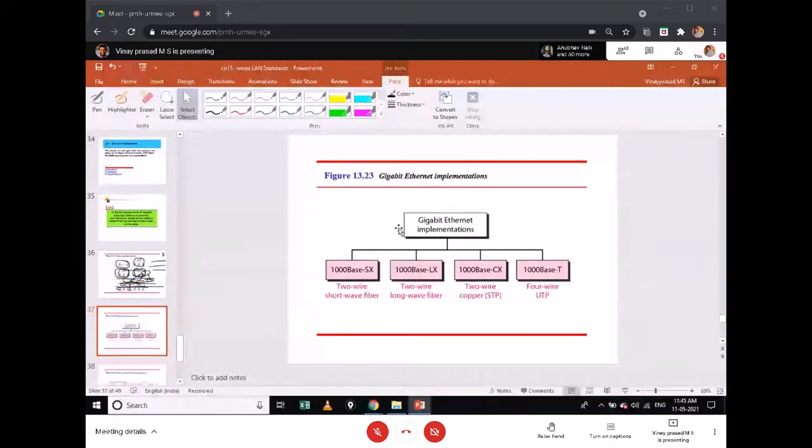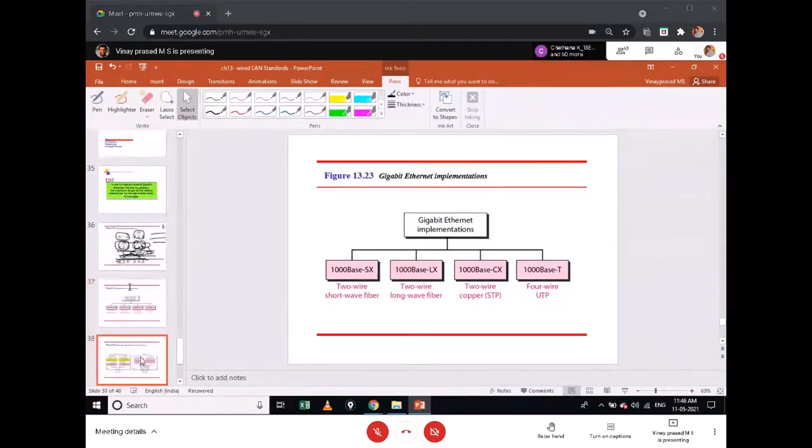Commonly we have four implementations: 1000BASE-SX, 1000BASE-LX, 1000BASE-CX, and 1000BASE-T. These two are short wave fiber and long wave fiber, meaning they operate with different optical windows. Probably this might be at 850 nanometer, and this might be 1310 nanometer or 1500 nanometer wavelength. Here this would be copper STP, 1000BASE-CX shielded copper cable, and the last is the same as your UTP. And here there are two pair and four pair, or four wire, two wire.